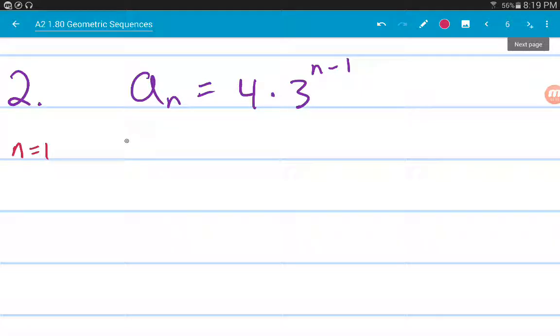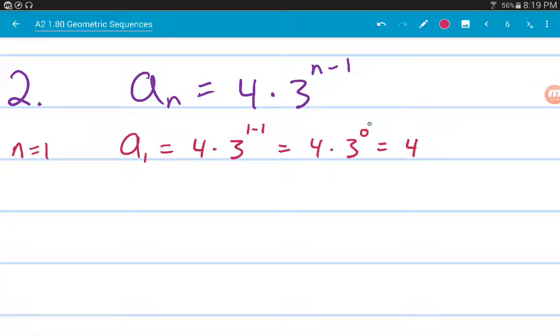So when I plug in 1 for all the n's, I get a sub 1 is equal to 4 times 3 to the 1 minus 1. I can simplify that 1 minus 1 and make this 4 times 3 to the 0. Well, anything to the 0 is equal to 1. So we get 4 times 1, which is 4. And that's our first term.